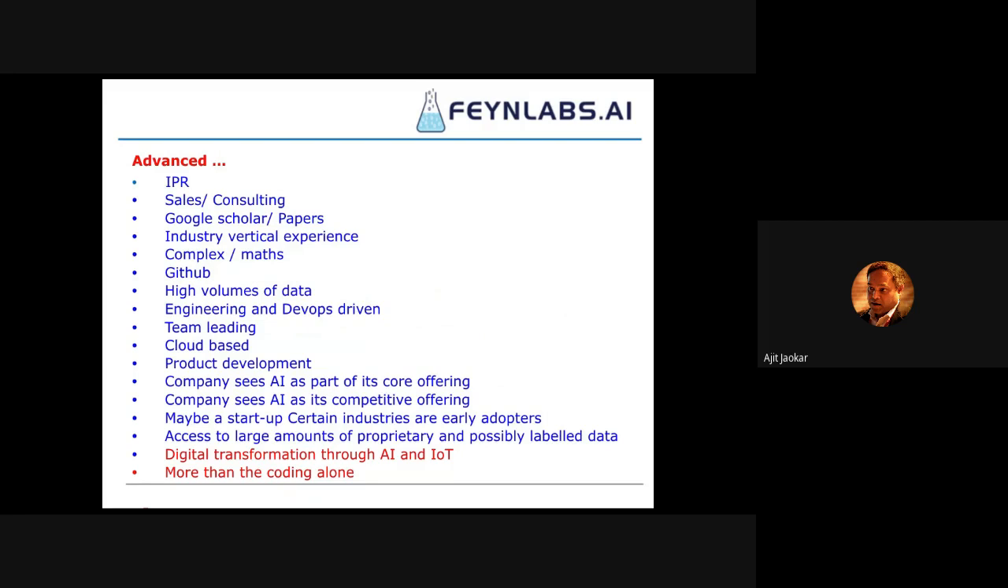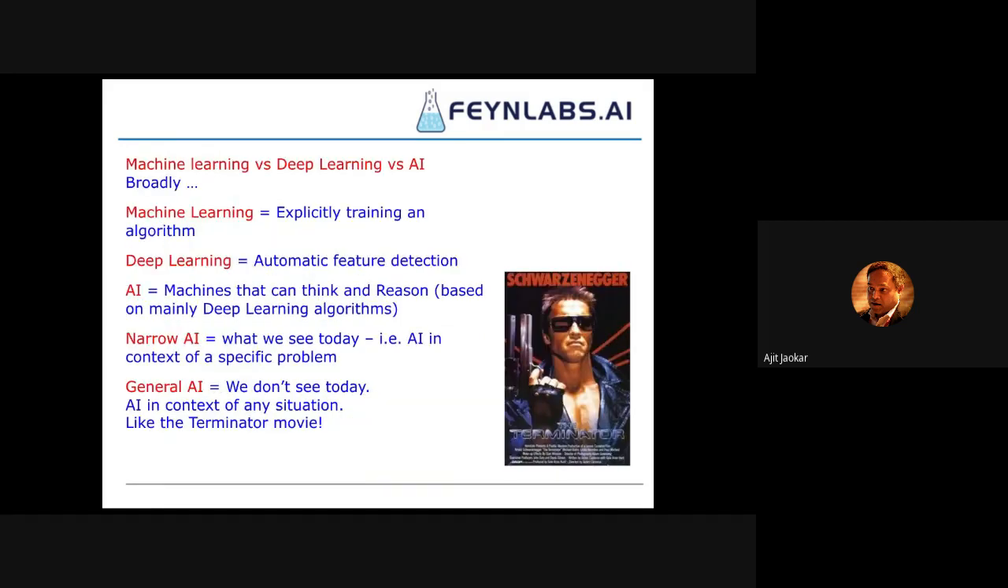And these are sort of areas which I go with that. Now, to recap, the main definitions which I want to use are machine learning, meaning that you are explicitly training an algorithm. Deep learning, meaning that you use automatic feature detection, which I will come back to. AI, meaning artificial intelligence. Narrow AI, meaning what you are seeing today, which is mostly AI for specific problems. And general AI, meaning that it's more like the Terminator movie, meaning that you have AI which can operate in any given context.